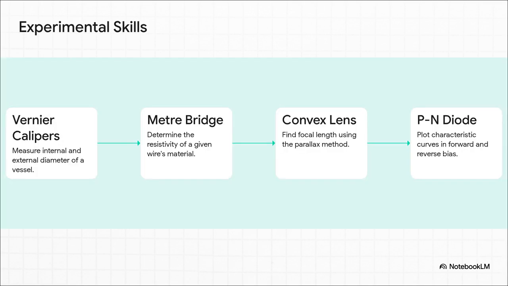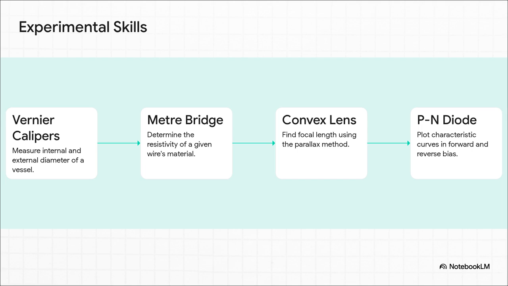And hey, whatever you do, don't just skip over that last part, experimental skills. This is so important. The JEE isn't just about whether you can solve an equation. They want to know if you understand how physics actually works in a lab. You need to know why you're using a vernier caliper, not just how.